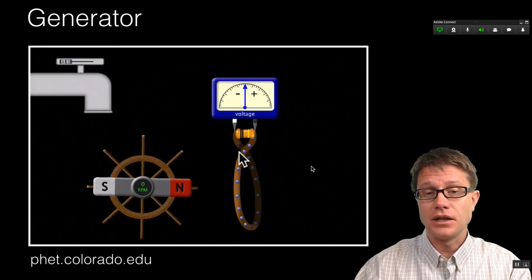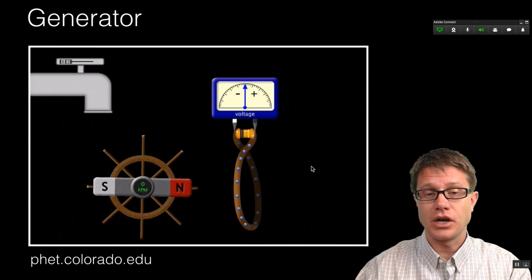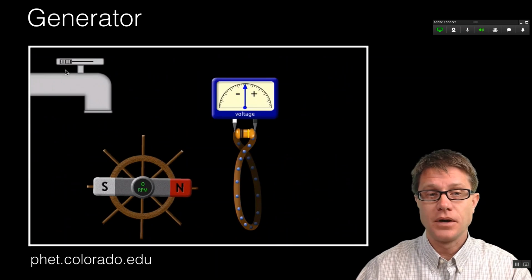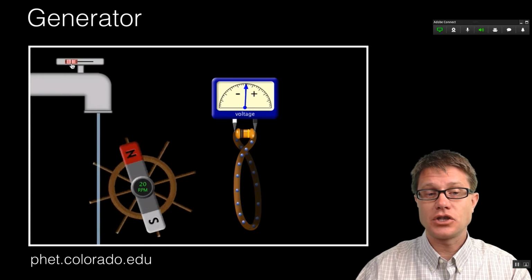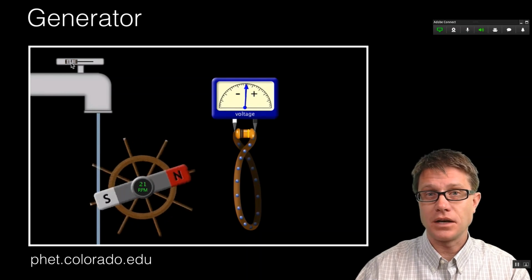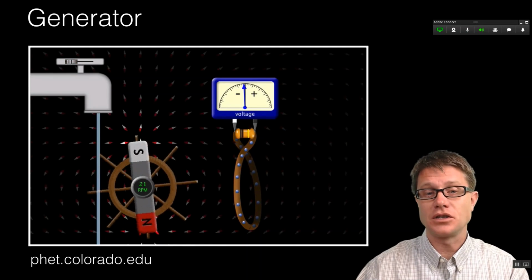Watch what happens now when I start to turn on the water inside that faucet. It's changing the position of the magnet. As it changes the position of the magnet, it changes the magnetic field. You can see the magnetic field lines are changing, and so I'm starting to get a little bit of current.